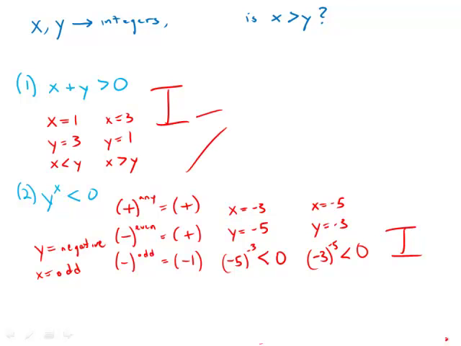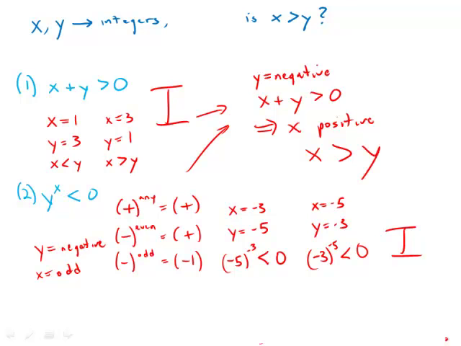If we combine the two statements, what happens is we see from the second one that y has to be negative. Well, if y is negative and x plus y is positive, that necessarily means that x must be a positive number. And in fact, x must be a positive number with an absolute value bigger than the absolute value of y. Well, if x is positive, y is negative, any positive number is bigger than any negative number. So that means that x has to be greater than y.